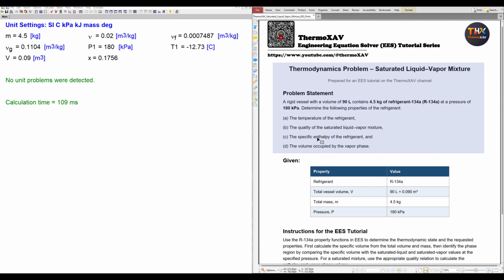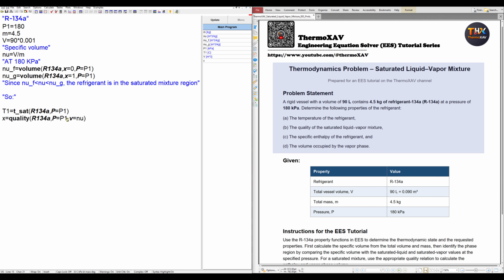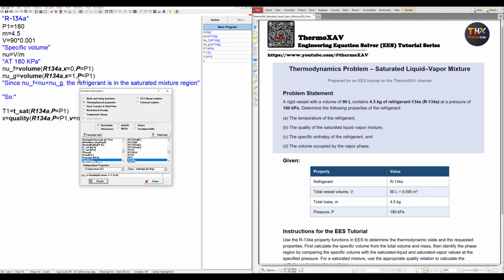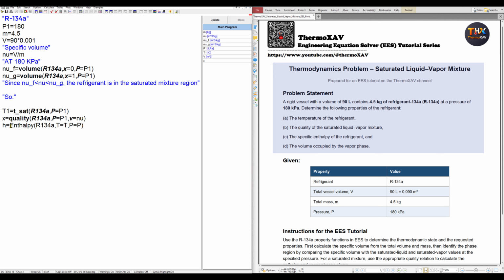Then to determine the specific enthalpy for the refrigerant, I can go again to the equation and use the function for enthalpy with these two input values. So I will go here simply to the function information. Then I need to find the enthalpy, so I will go here. Here I have access to the enthalpy, so I will press enthalpy and paste here. I can call it H1, for example.